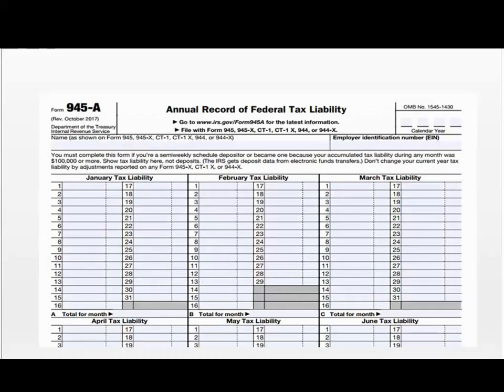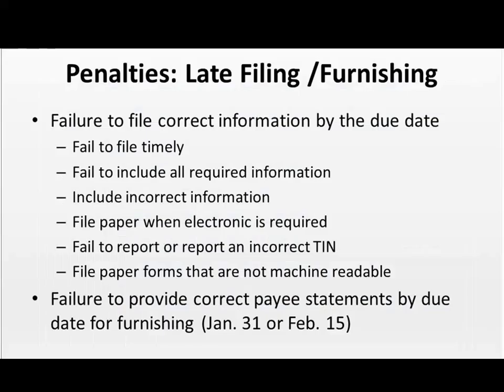The semi-weekly depositors will indicate the date in the month columns that they made the payment that required backup withholding and show the liability on that date, and then the IRS is able to determine whether that should have been deposited by the following Wednesday or Friday, depending on what day of the week the payment was made.